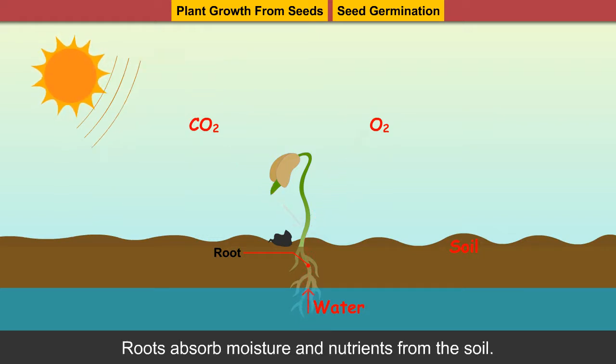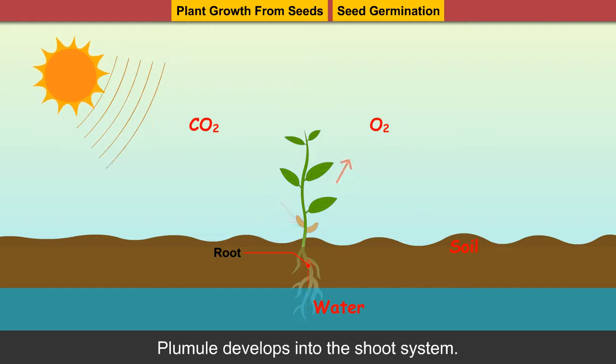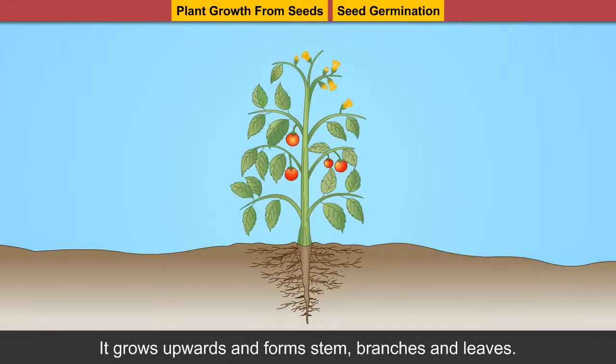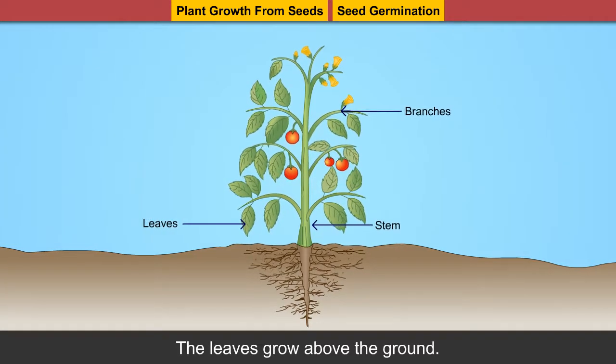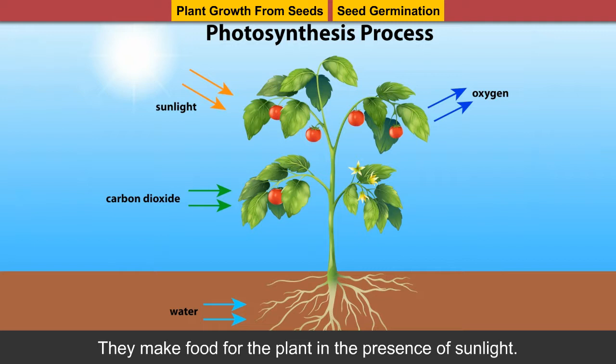Roots absorb moisture and nutrients from the soil. In the presence of air from the atmosphere, plumule develops into the shoot system. The embryonic shoot system is called plumule. It grows upwards and forms stem, branches and leaves. The leaves grow above the ground. They make food for the plant in the presence of sunlight.